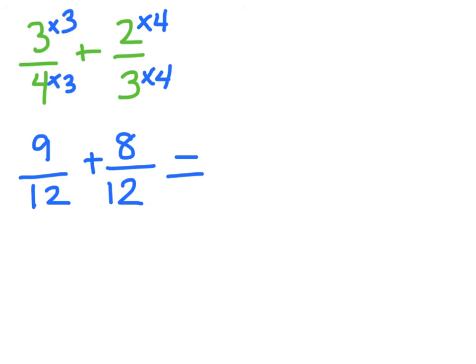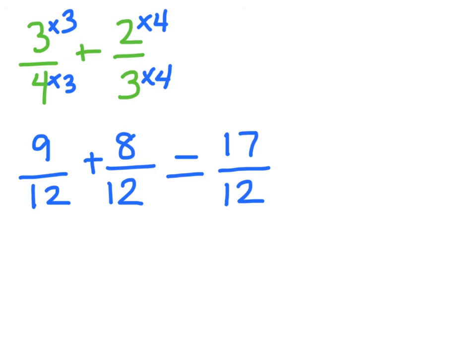Now let's add these together. 9 plus 8 gives us 17, and our denominator remains 12. So in this case, we've actually gotten an improper fraction as our answer. If you recall, an improper fraction is a fraction where the numerator is larger than the denominator.